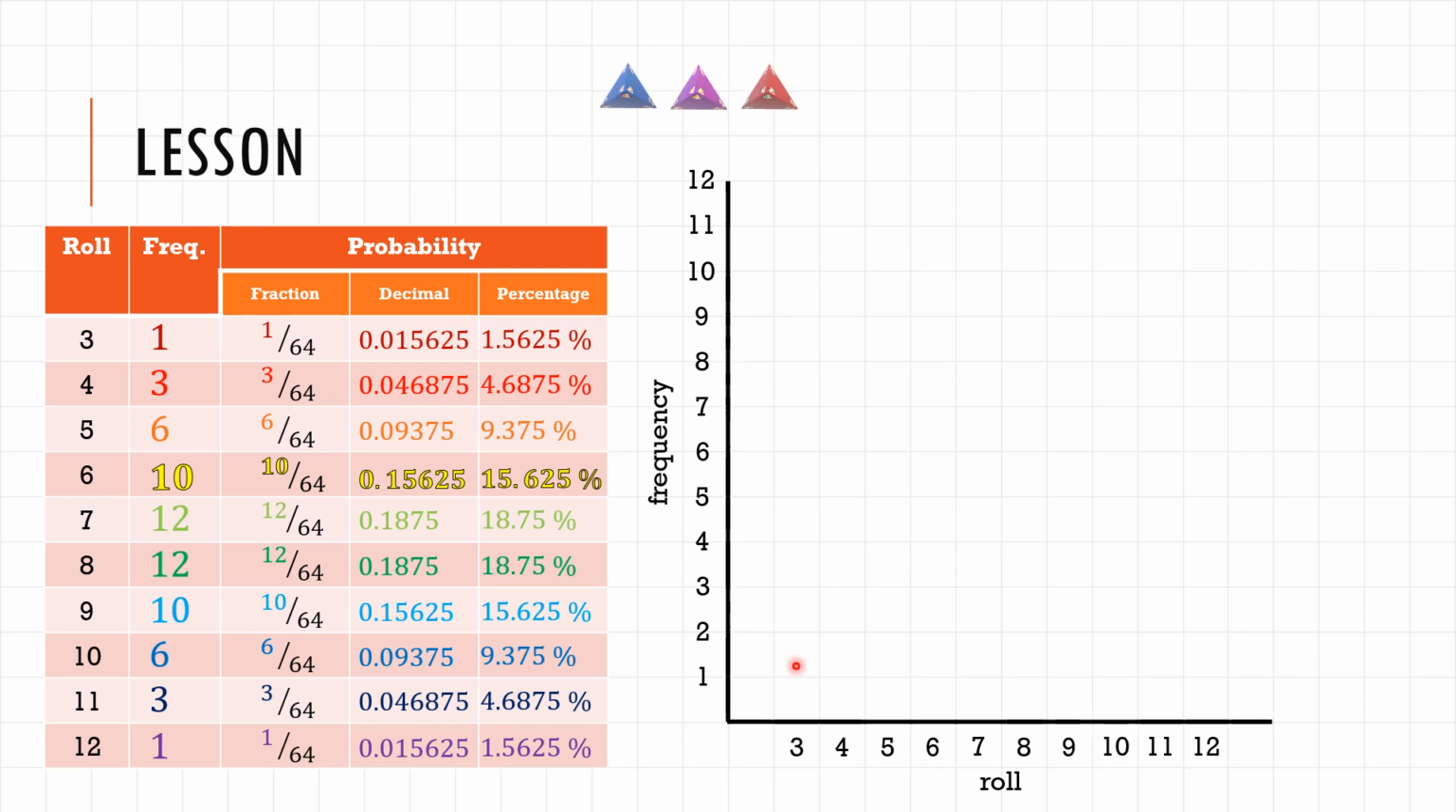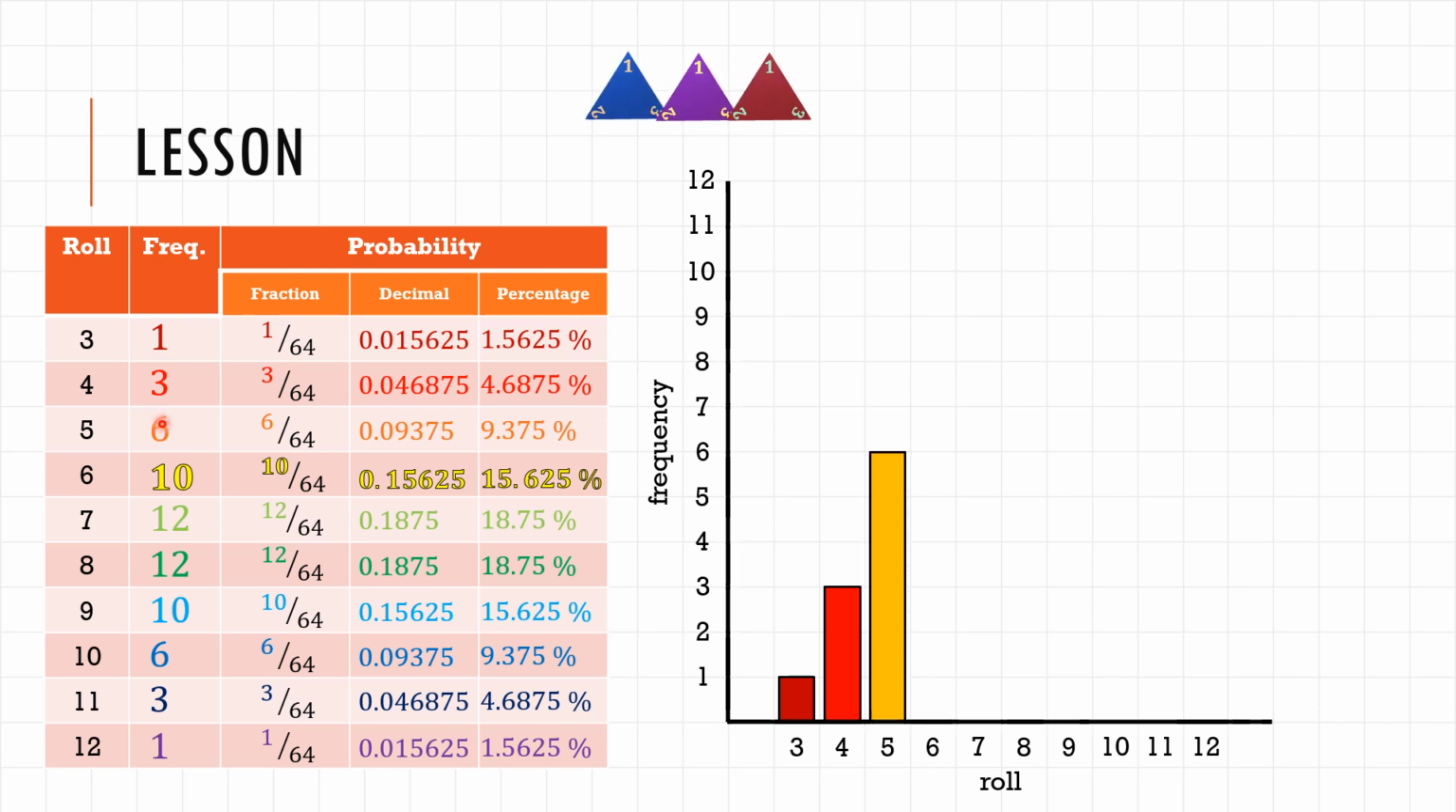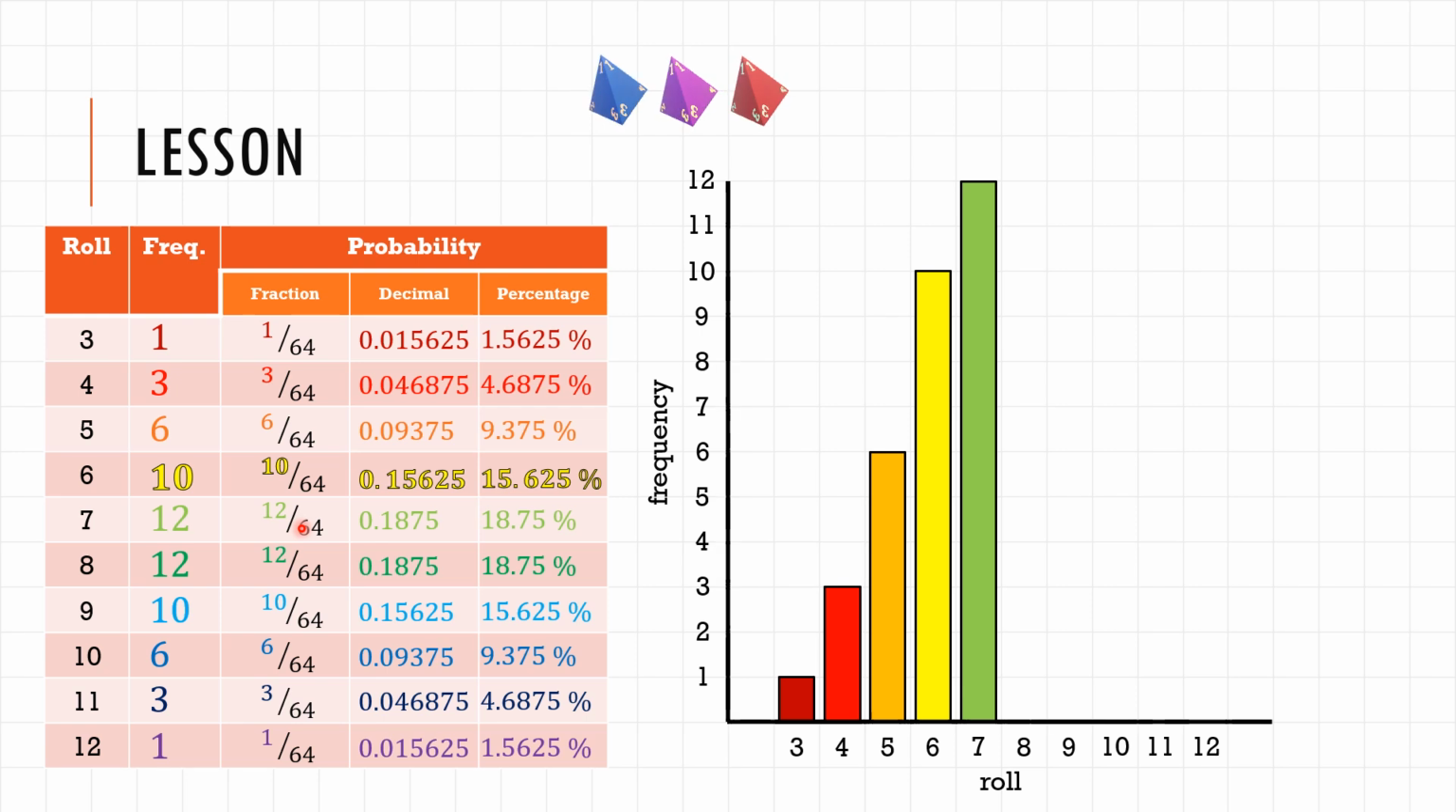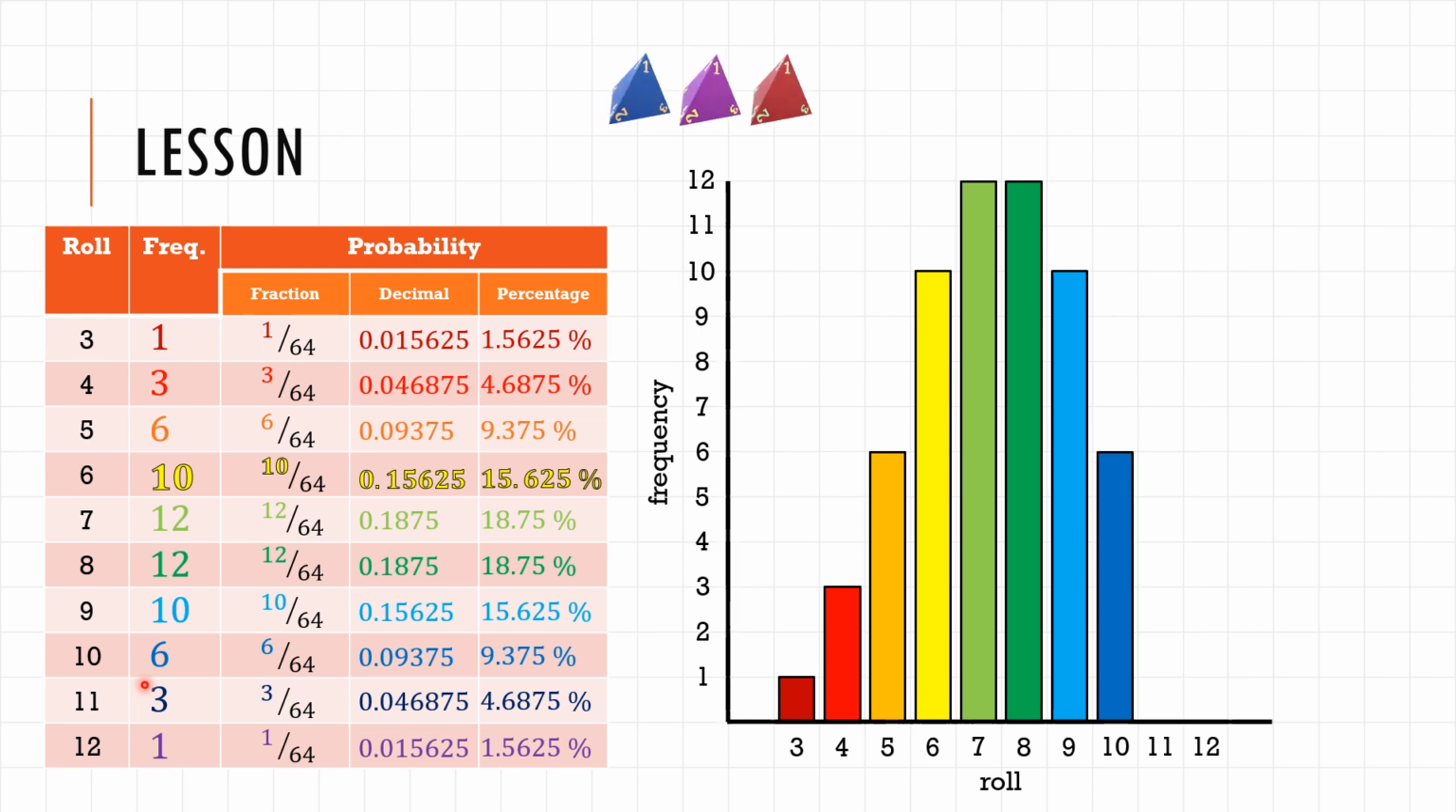And now I just start drawing the columns. So my column for the number 3, how often did this come up? Just once. So it'll be a very small column. For number 4, it'll go up to 3. For number 5, it'll go up to 6. Number 6 will go all the way up to 10. For number 7, I can go all the way up to 12. And then similarly, I just keep going down the chart, and I keep making columns whose height matches the frequency from my frequency table.